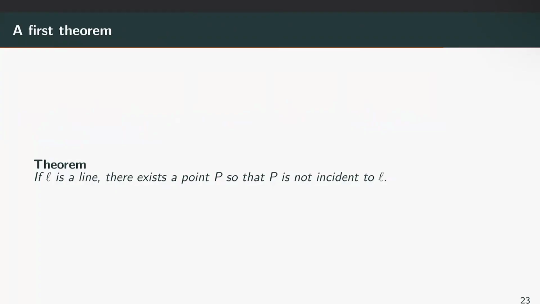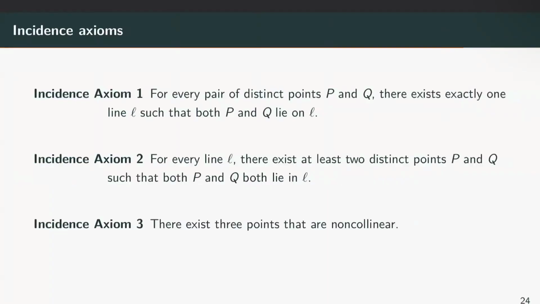Okay, so here's our first theorem from incidence geometry. If L is a line, there exists a point P so that P is not incident to L. So I'm going to remind us of our incidence axioms. Axiom 1 is for every pair of points, there's exactly one line incident to both of them. Axiom 2 is there are at least two distinct points that are incident to any given line. And the final axiom is there exist 3 points that are not collinear.